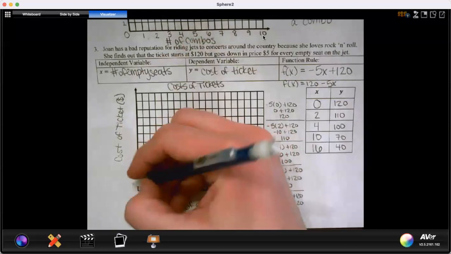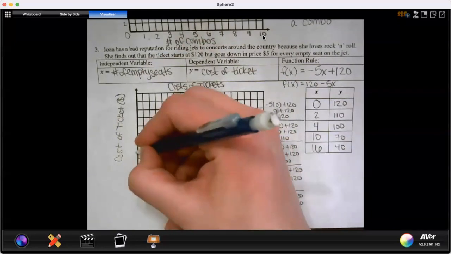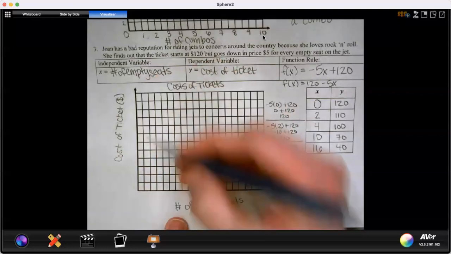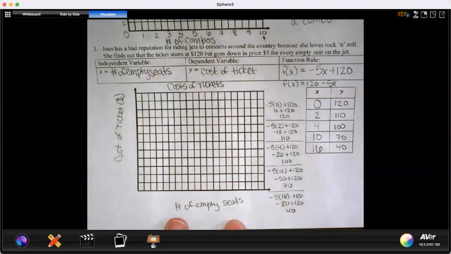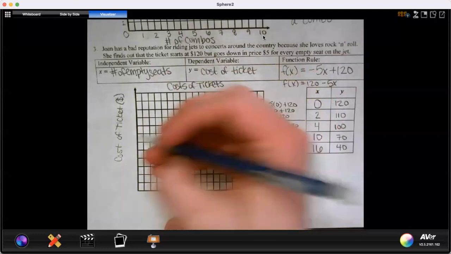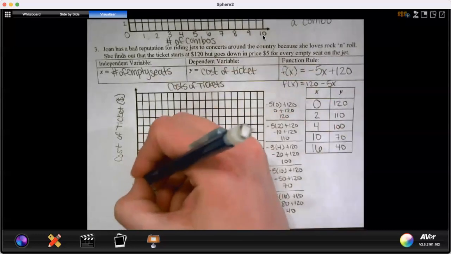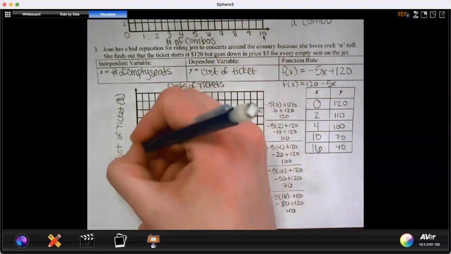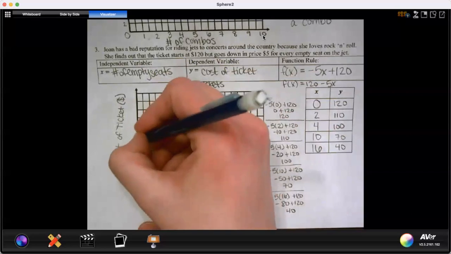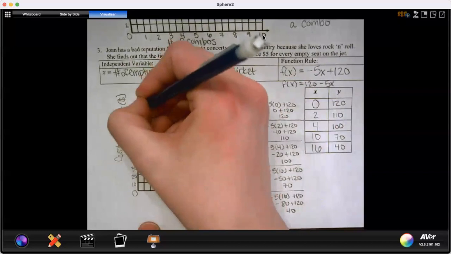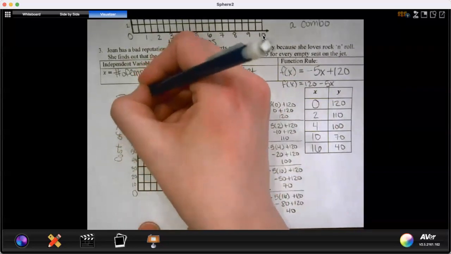So again, let's count those lines. 1, 2, 3, 4, 5, 6, 7, 8, 9, 10, 11, 12. So we have 12 lines. If we have 12 lines and we have to get to 120, what am I going to have to go by? Well, 120 divided by 12 is 10. So that means each line is going to have to be 10. So I'm going to go ahead and go by tens. And again, we're going on the lines. And I will make it to 120.